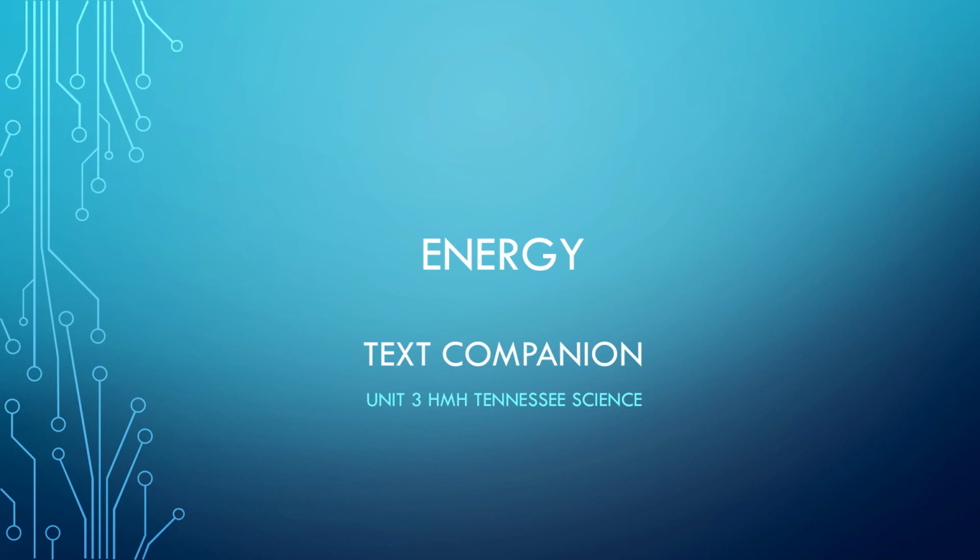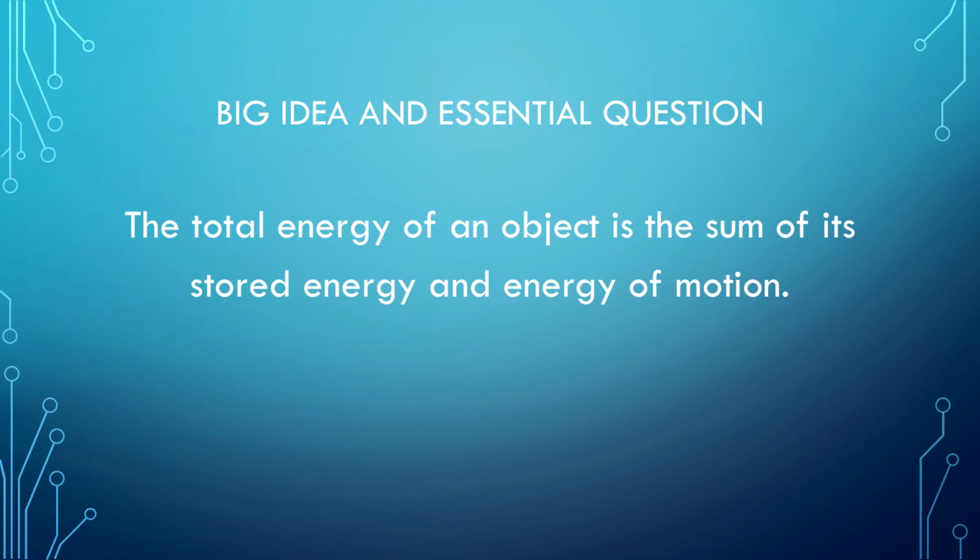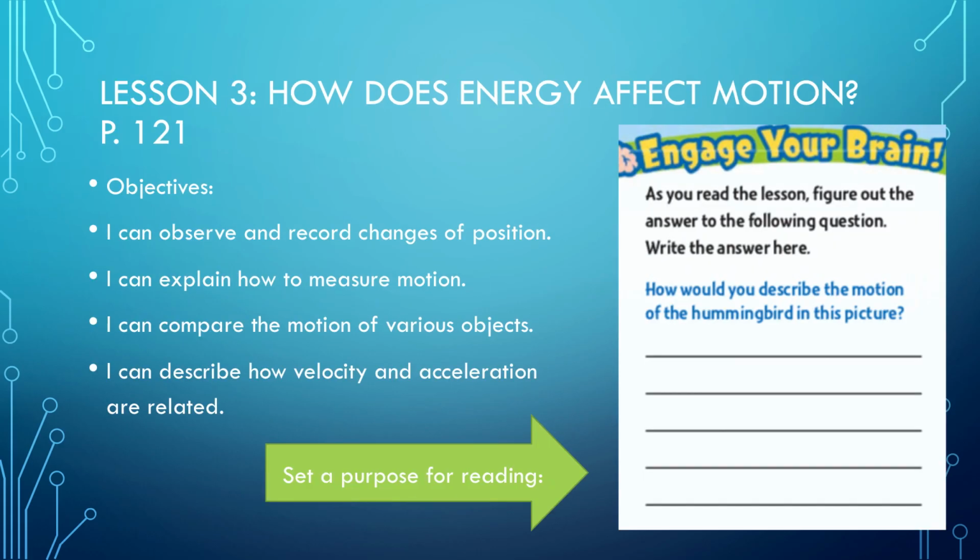Unit 3, Lesson 3, Energy. Big idea and essential question. The total energy of an object is the sum of its stored energy and energy of motion. Lesson 3, How does energy affect motion?